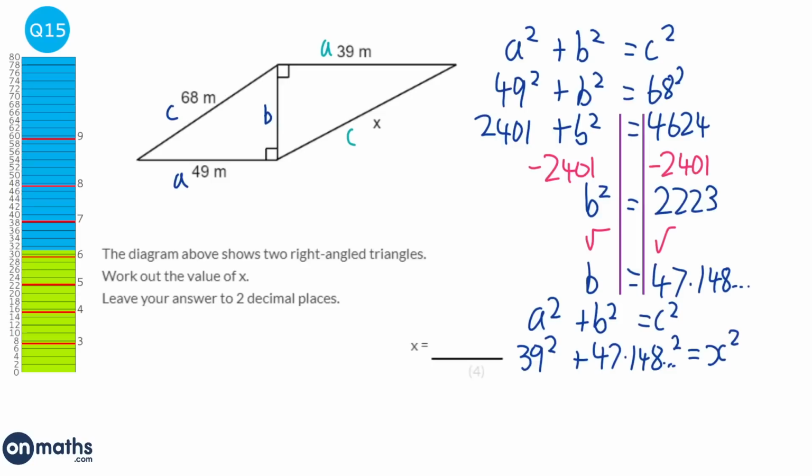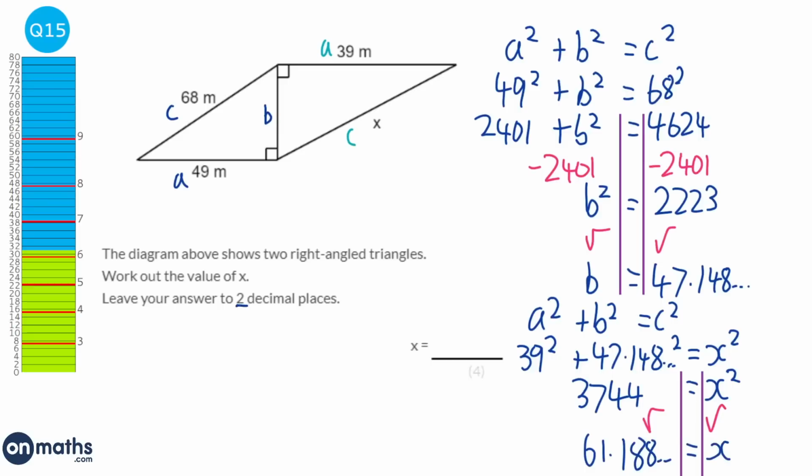Okay, so we need to square that. So we do 39 squared plus 47.148 squared, and that will be 3,744 equal to x squared, and we just get our lines in because we need to square root both sides, and we get 61.188... is equal to x. It says it wants two decimal places, so that will be 61.19.